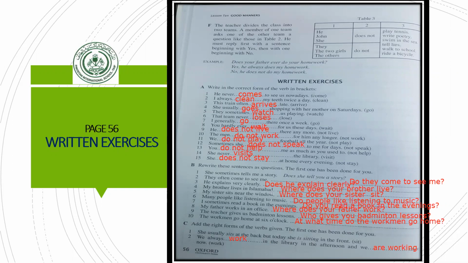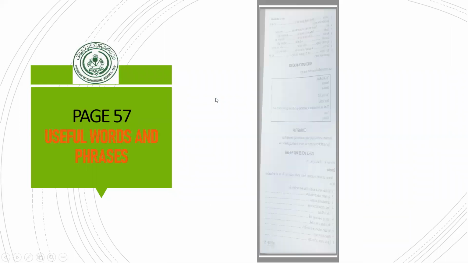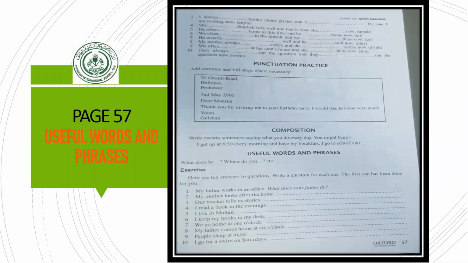So, dear students, here we have page number 56. Let's move to page number 57. Yes, dear students, we are here on page number 57. And on page number 57, we have the remaining portion of the exercise, exercise number 13. We continue with sentence number 3. Sentence number 3 is what, dear students?